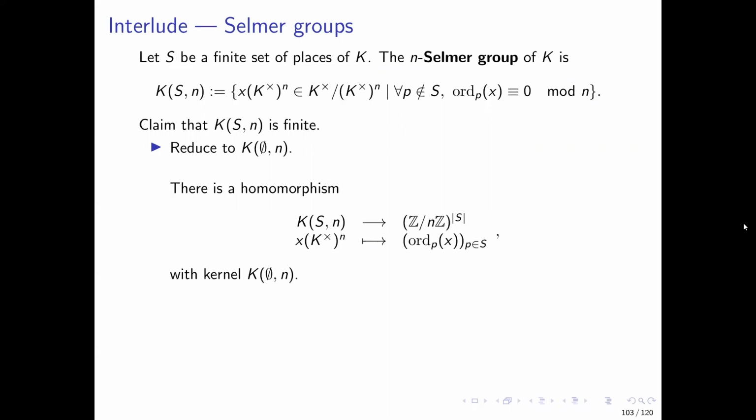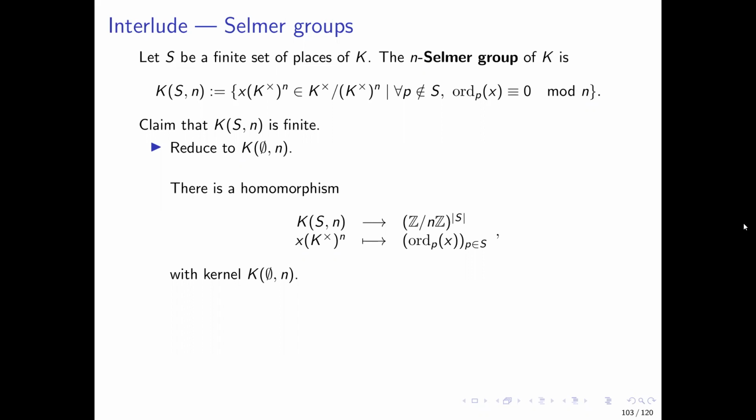Okay, so how do I do that? I first write down a homomorphism. I take a class K, class X, and I send it to all the valuations at X for each P. How many copies are there? For each P not in S, it's 0, but for each P in S, it could be 0 or non-zero. So I just send it to something like this.